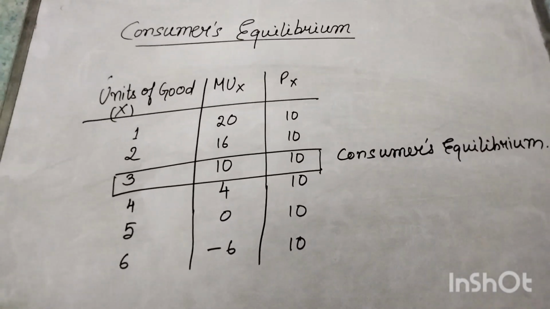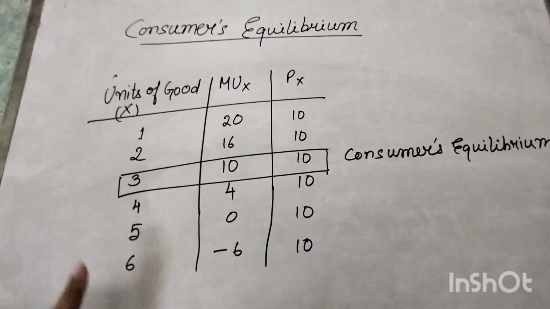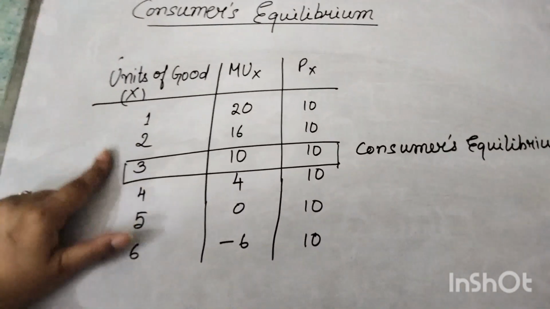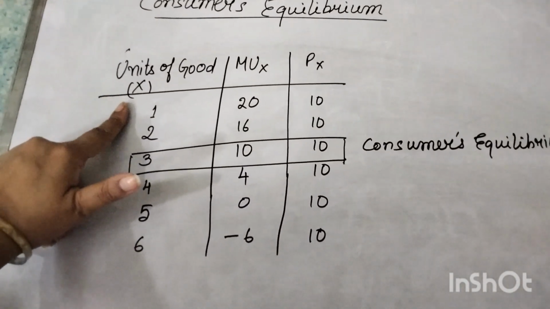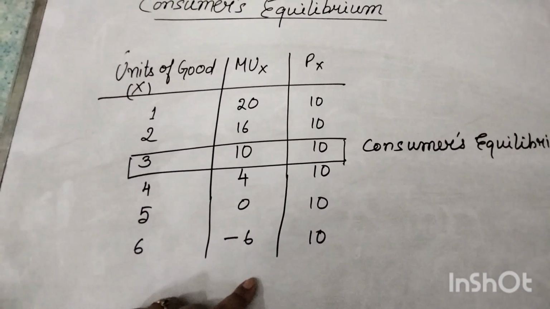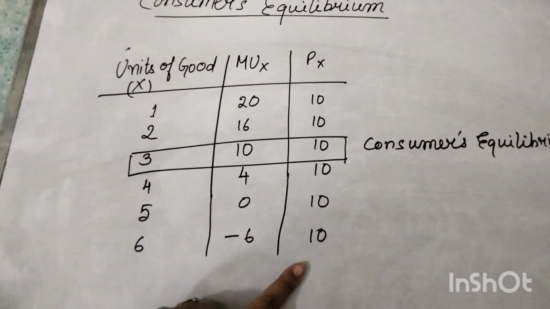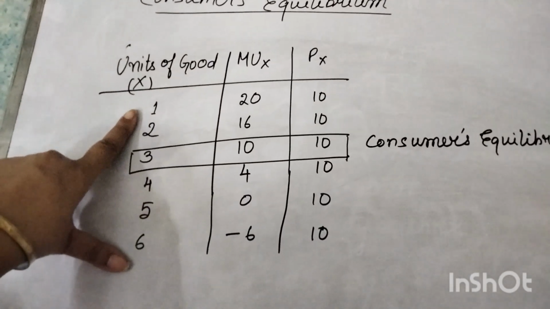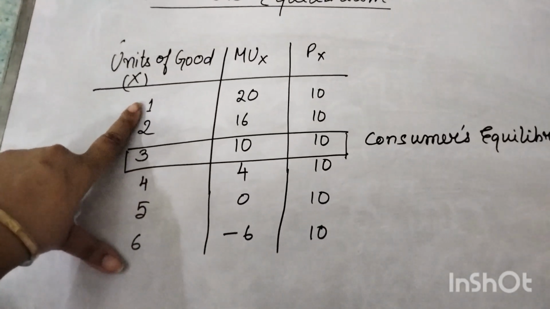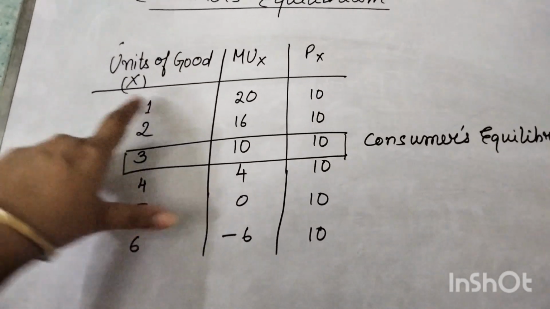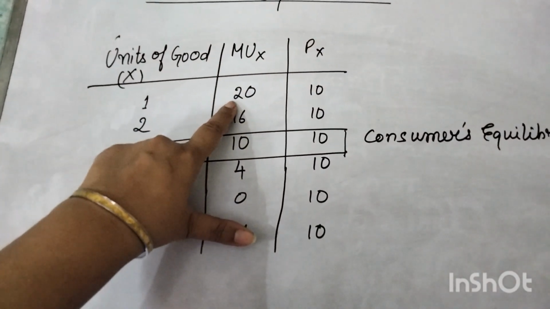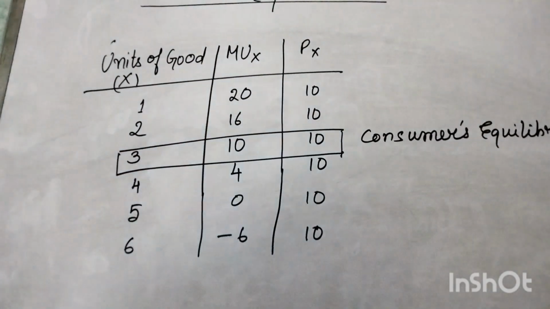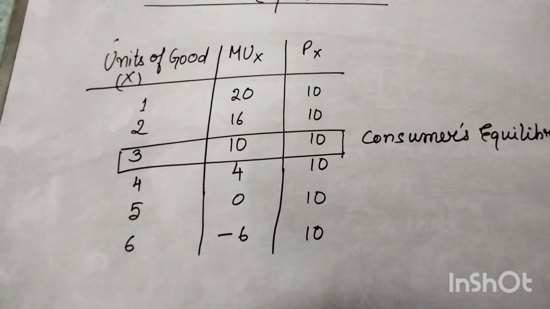So in this following schedule, what we have measured, we have done 3 columns. In the first column we have written units of good X. In the second column, marginal utility of X, and the third column, price of X. Now see, when we consume 1 unit of X, your marginal utility is 20 and the price of X is 10.